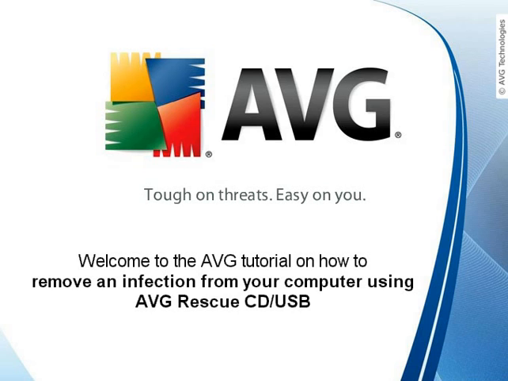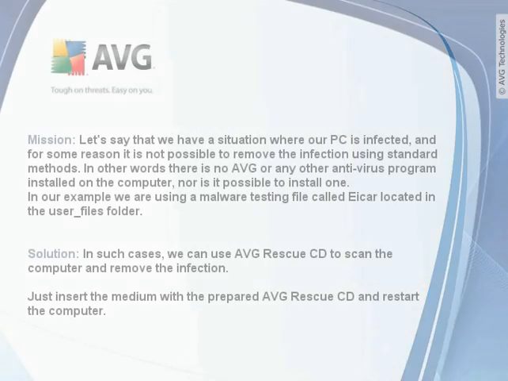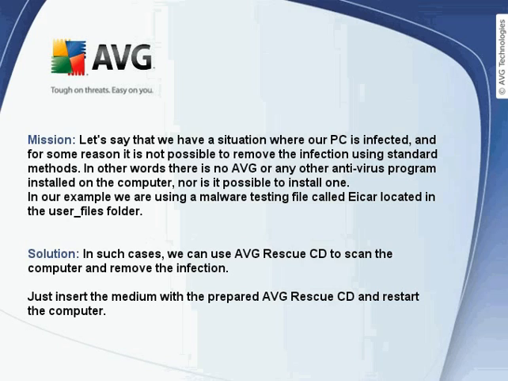This tutorial will guide you through the process of removing an infection from your computer using AVG Rescue CD. Let's say we have a situation where our PC is infected, and for some reason, it's not possible to remove the infection using standard methods. In other words, there is no AVG or any other antivirus program installed on the computer, nor is it possible to install one. In our example, we're using a malware testing file called ICAR, located on the User Files folder.